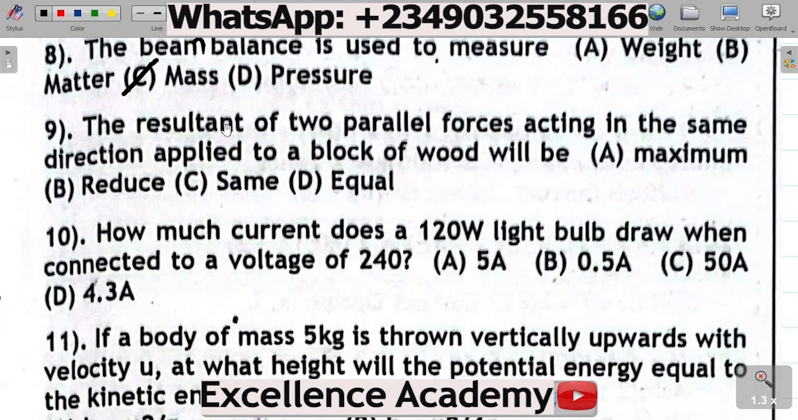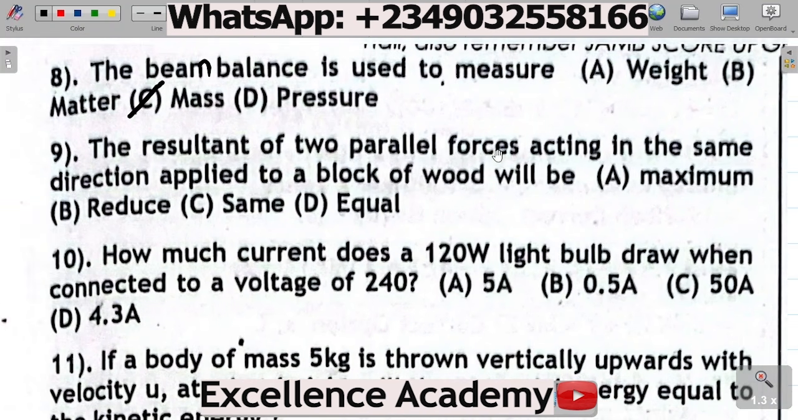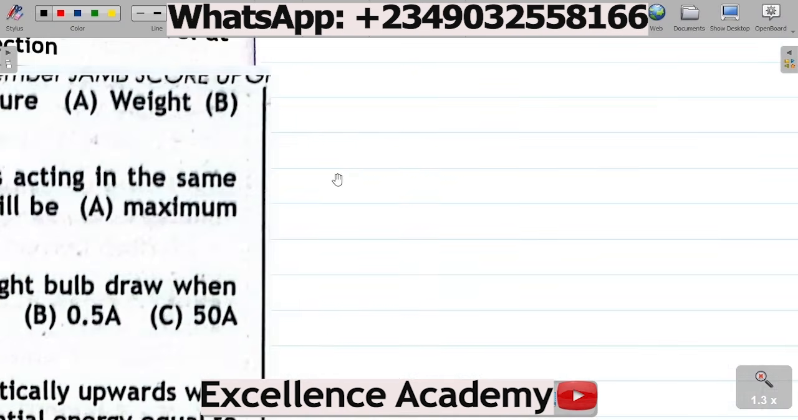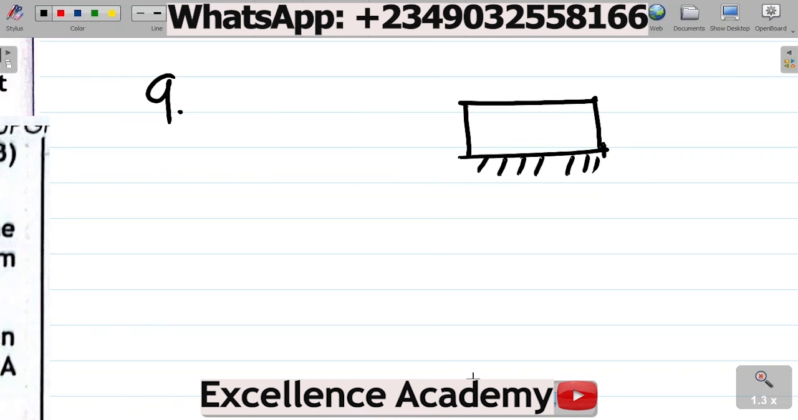Question 9 says the resultant of 2 parallel forces acting in the same direction applied to a block of wood will be A, maximum, B, reduced, C, same, D, equal. Let's try to get a picture of question number 9. 2 parallel forces acting in the same direction. All right. So for question 9 here, let's say you have this particular box this way. All right. So you have this. Now you have 2 parallel forces there.